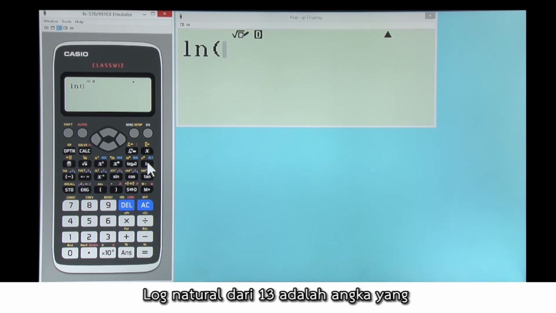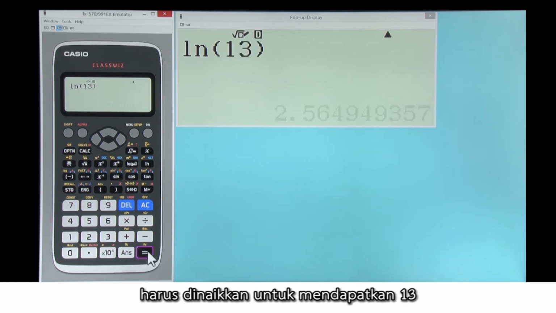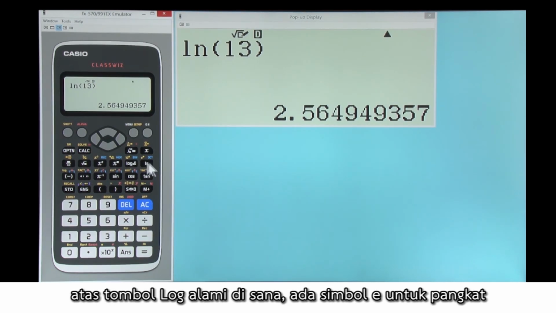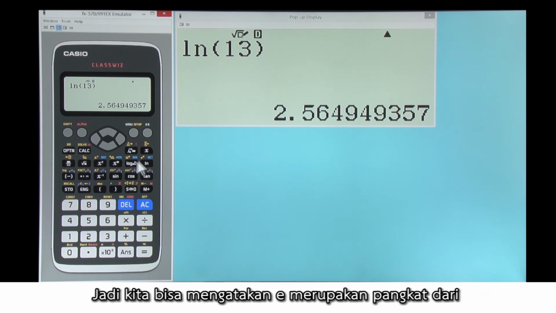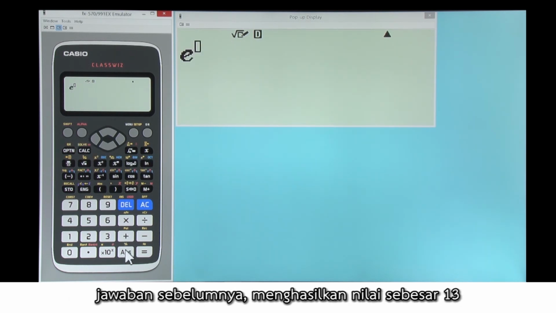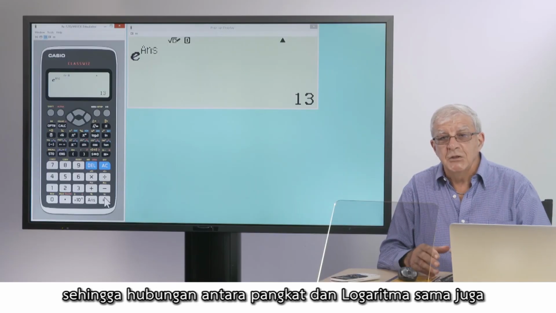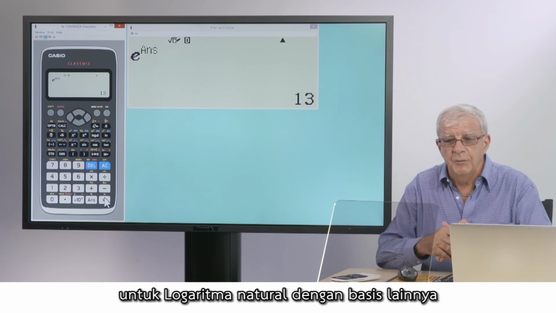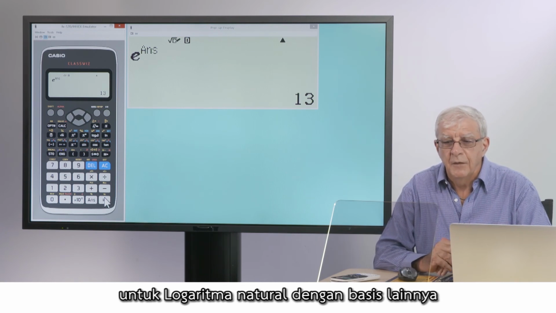The natural log of 13 is the number that e must be raised to get 13. And we could easily check that. You notice above the natural log button there is an e to the power. So we could say e to the power, the previous answer gives us 13. So the relationship between powers and logarithms is the same for natural logarithms as for other bases.